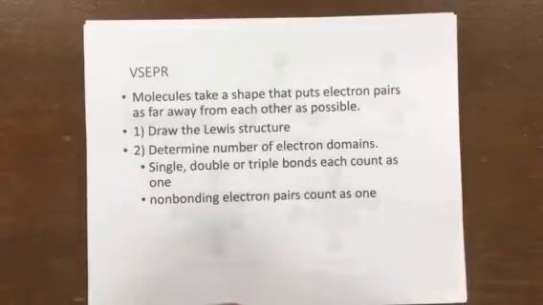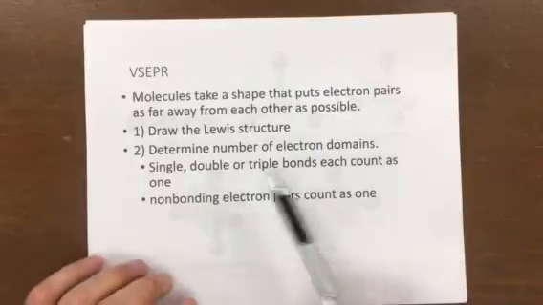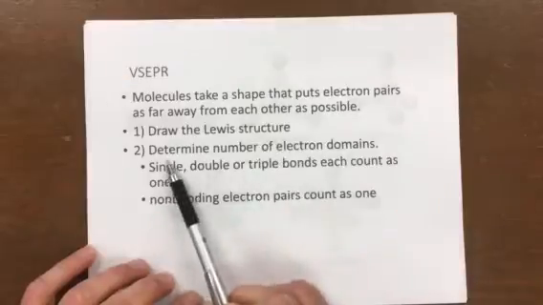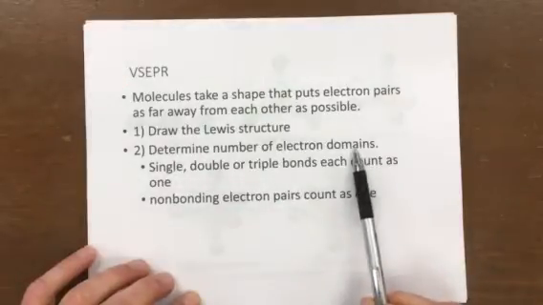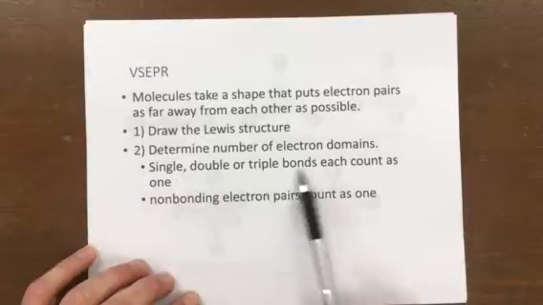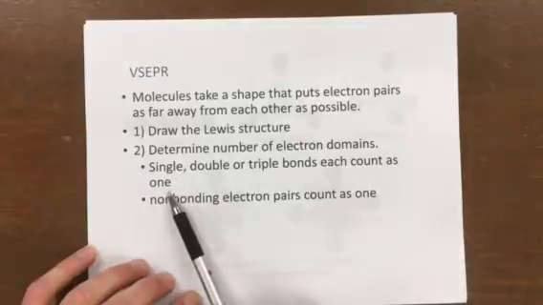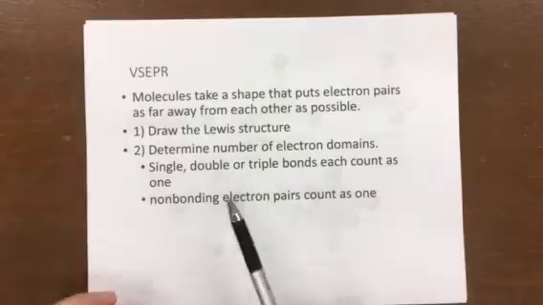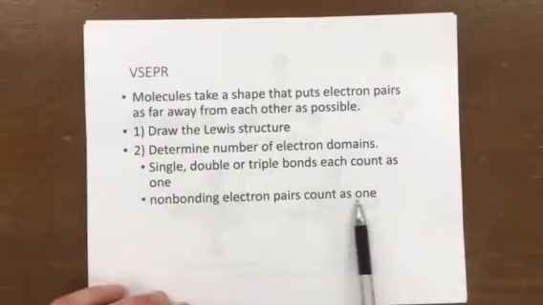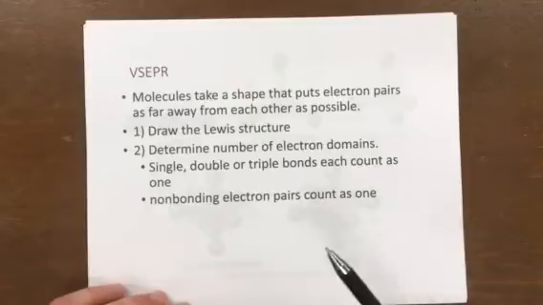And the trick is just to practice it a little bit, practice drawing the Lewis dot structures, and then learn and memorize all the different shapes that are possible. So there's two steps: drawing the Lewis dot structure, and then determining how many electron domains you have. When you're counting electron domains, single, double, and triple bonds each just count as one electron domain because those electrons are forced to stay in the same region together. And non-bonding electron pairs also count as one electron domain.